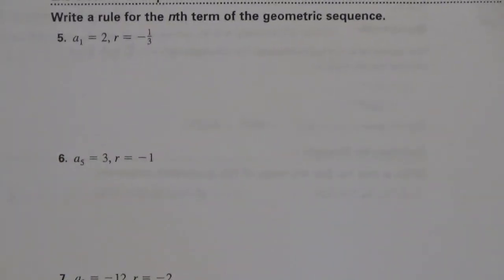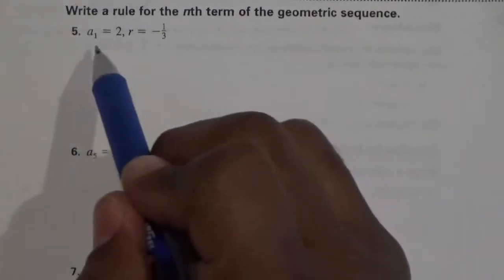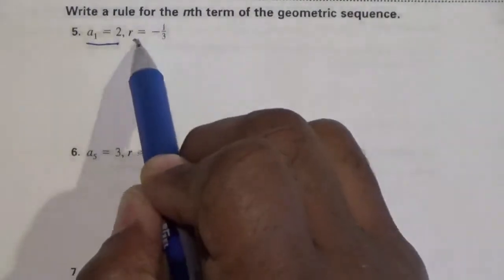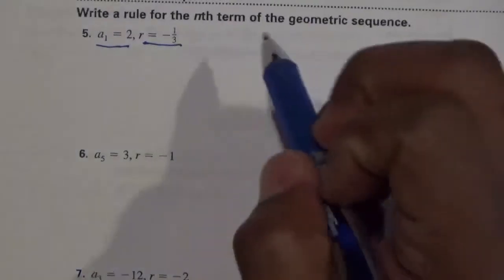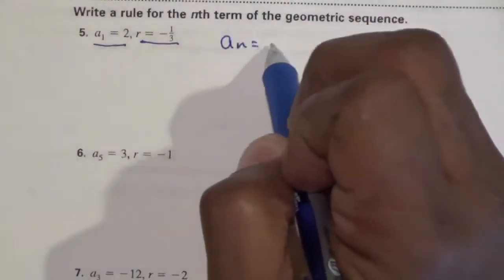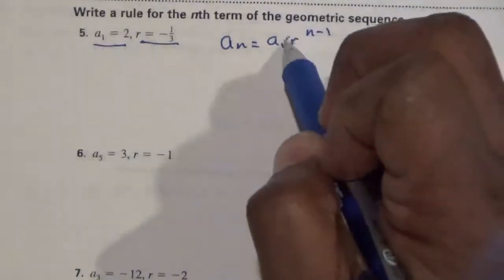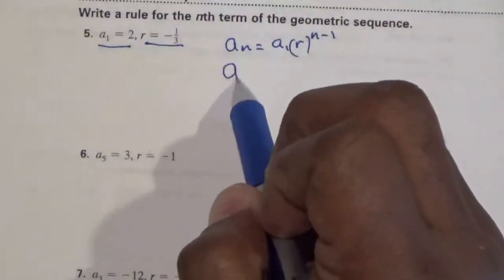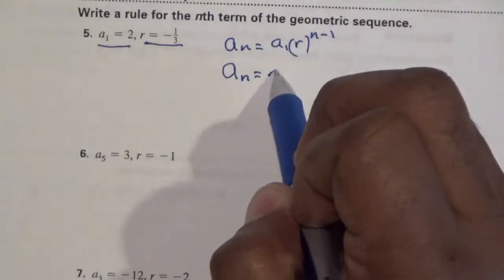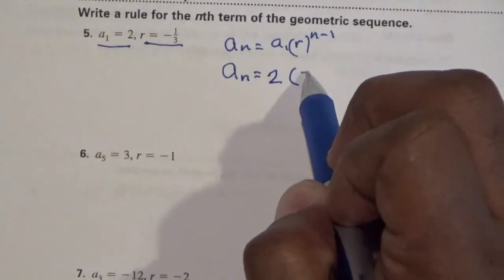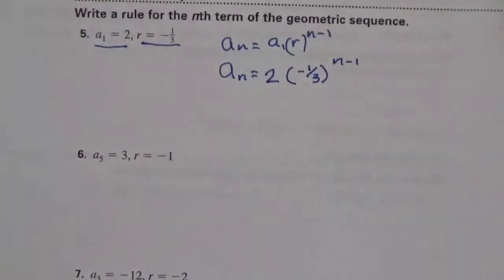All right, we're going to start with number 5, which is a very simple problem. Not much to do because they give you the first term and they give you R. All right, so we don't have to figure them out. All right, in this case, we write our rule again. An is equal to a1 times r to the n minus 1. All right, and so we know those two things. So we go a sub n is equal to 2 times negative 1/3 to the n minus 1. You're done. All right.